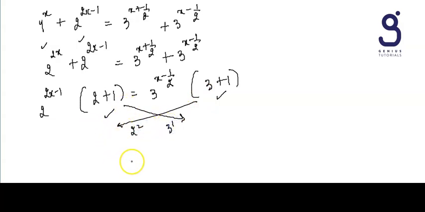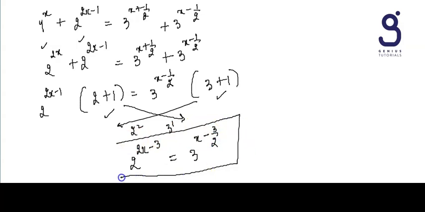So we can say that the left hand side is 2 to the power 2x minus 1 minus 2, that will be 2x minus 3. The right hand side is 3 to the power x minus 1 by 2 minus 1, it will be x minus 3 by 2. So we are left with this much only.